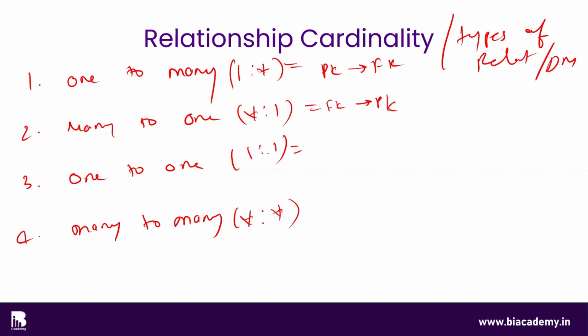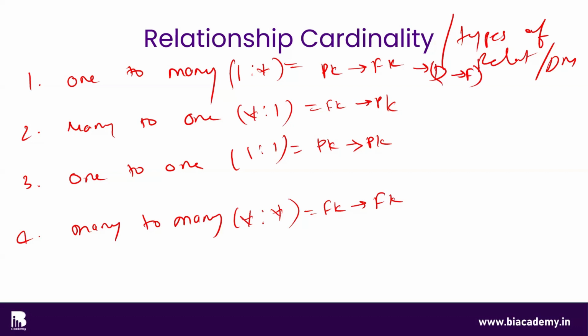Then we have one to one, that is one colon one. When you create a relationship from primary key to primary key, that time we have this. And when you create a relationship from foreign key to foreign key, that time we get a star to star relationship. So primary key is always present in the dimension table, and foreign key is always present in the fact table. So we can say this relationship is from dimension to fact.